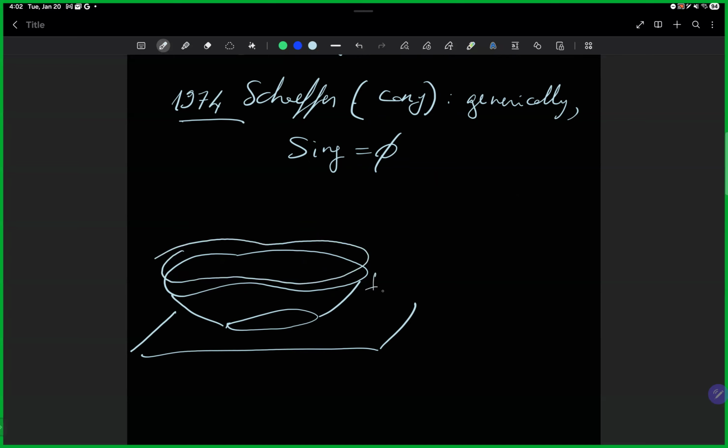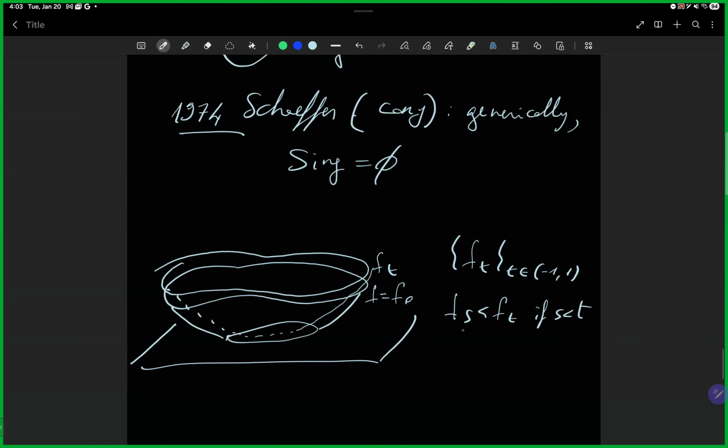So it means that I have my metal wire F, but I think of F as F0. And then I have a one parameter family of wires which are moving up and down. So F_t, t between -1 and 1, is a one parameter family of boundary conditions. I assume that they're ordered, f_s less than f_t if s is less than t. And now my original boundary condition f is just f0.